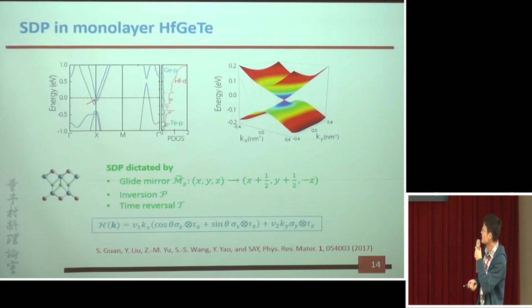We analyze the symmetry of these Dirac points. The crystal has one important symmetry, a glide mirror. If you do a mirror operation with respect to the xy plane and also shift the crystal by half a lattice constant, it will recover itself. We also have two important symmetries, P and T, inversion and time reversal. Dictated by these three symmetries, we can write down the k·p Hamiltonian at this point. It looks like this. Sigma and tau are 2x2 Pauli matrices, so this is 4x4, and it describes this Dirac point feature at the X point.